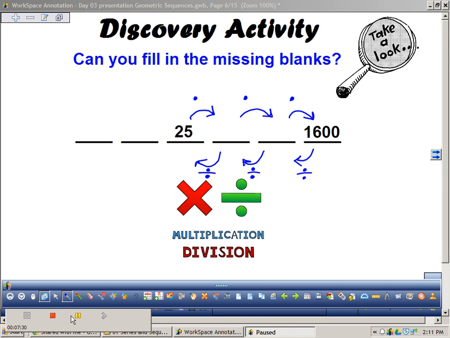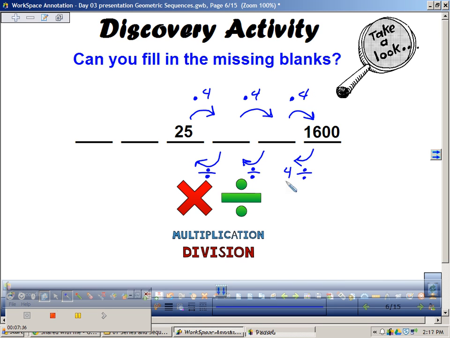Okay, and the answer is 4. I could multiply by 4, or I could divide by 4. I probably should have put that in the back. Going backwards, because 25 times 4 is 100, and 100 times 4 is 400, and 400 times 4 is 1,600.